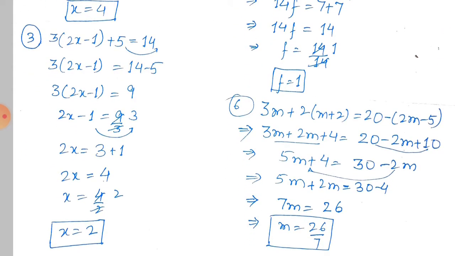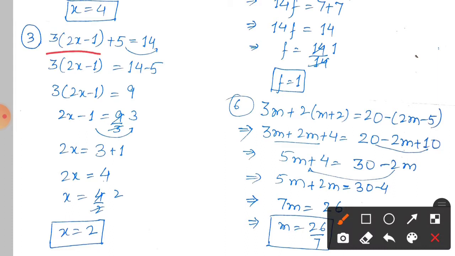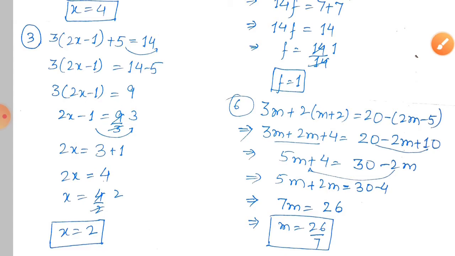Now the third question is 3 times (2x minus 1) plus 1 is equal to 14. So what we have to do here is transpose 5 towards the right side, and once we transpose it, plus 5 will become minus 5. So now we will multiply it with 3. This multiplication is transposed towards the right side and it will come in the division form, and then the next thing, 1 is transposed towards the right side, and thus we get x is equal to 2.